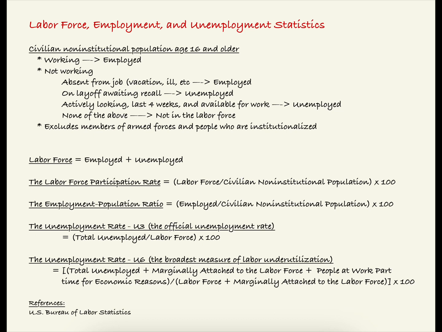Now we're going to look at some basic definitions. First definition is of the labor force. The labor force consists of those individuals who are employed and unemployed. Next, the labor force participation rate, which is the labor force divided by the civilian non-institutional population multiplied by 100. Next, the employment population ratio, which is employed divided by the civilian non-institutional population times 100.